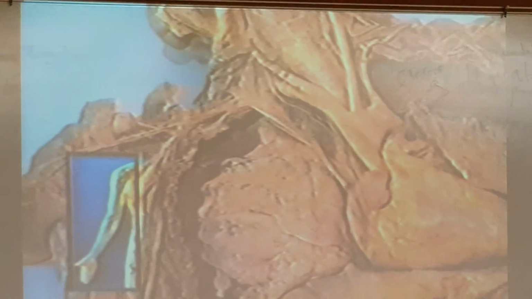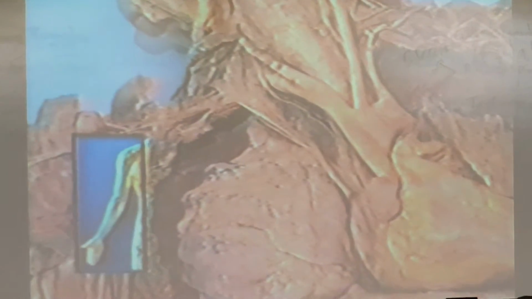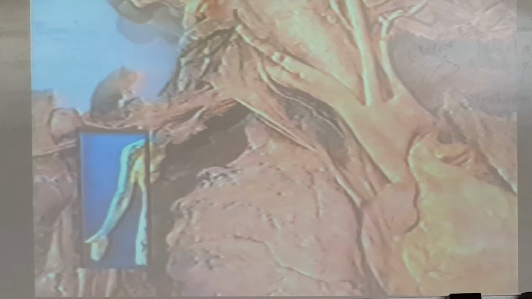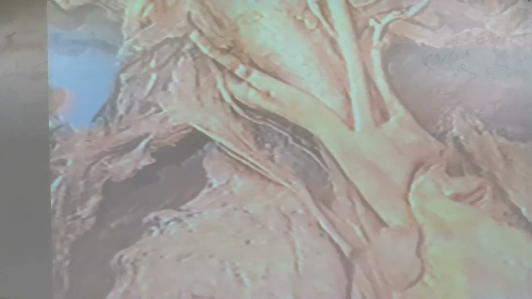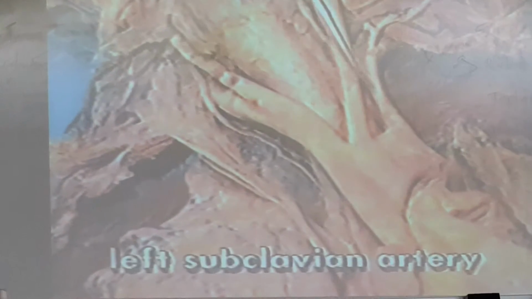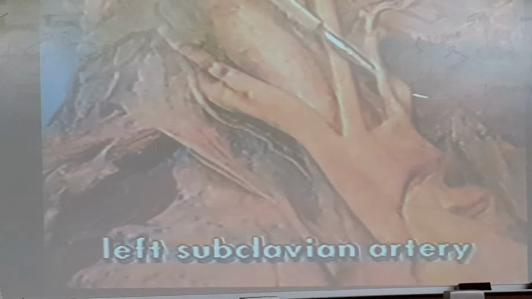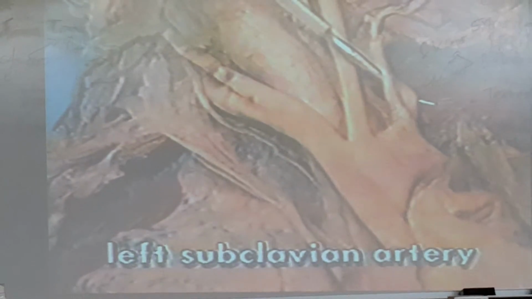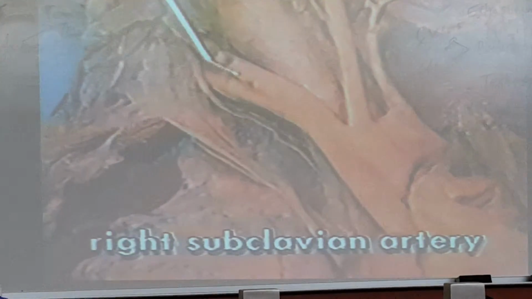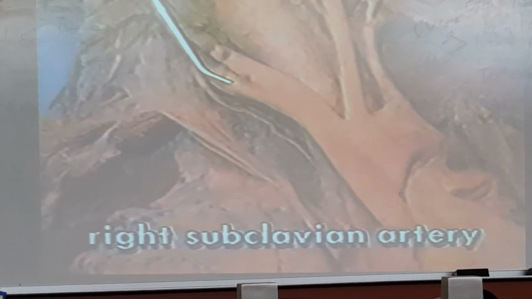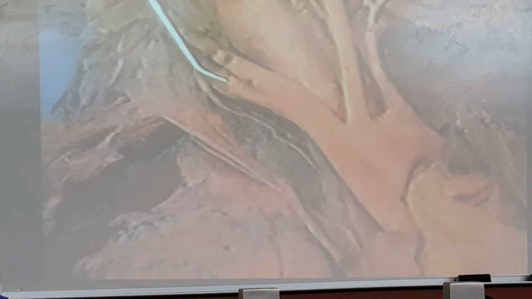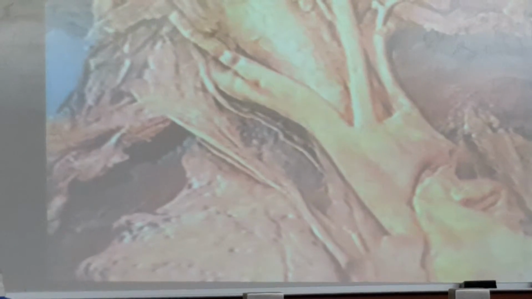In this specimen, we will trace the pattern of arterial flow in the upper limb and identify some of the veins which accompany the arteries. As previously described, the left subclavian artery, a direct branch of the arch of the aorta, and the right subclavian artery, a branch of the brachiocephalic trunk, carry blood toward the upper limbs.